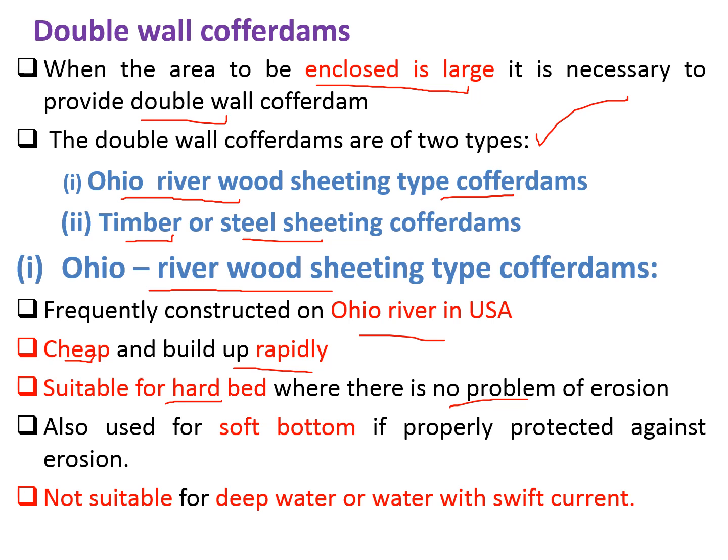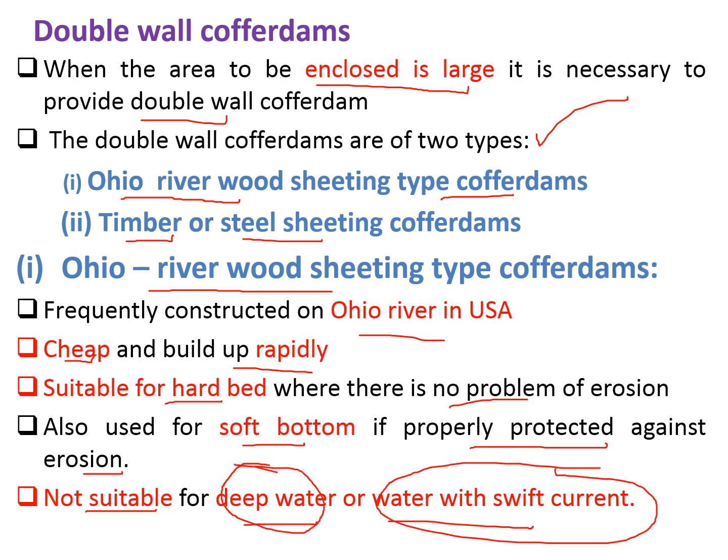Then it can also be used for a soft bottom, but only if it is protected against erosion, and it is not suitable for deep water or water with a swift current. So these are the two conditions under which it is not advisable to use this double wall cofferdam.